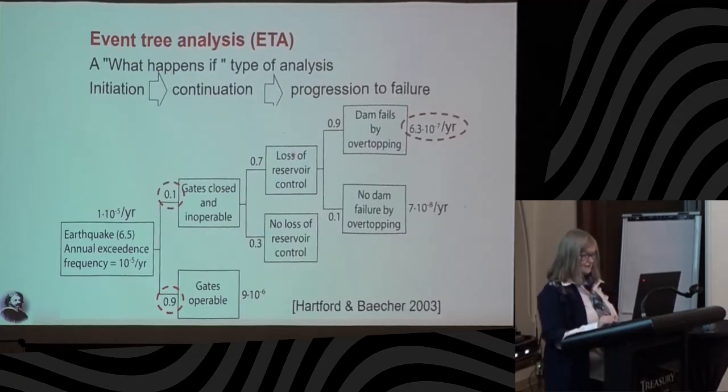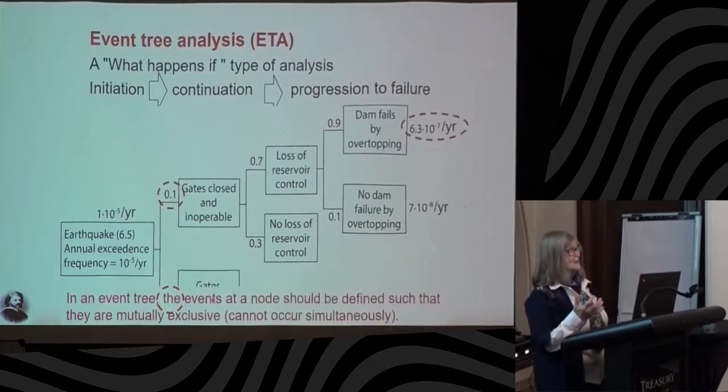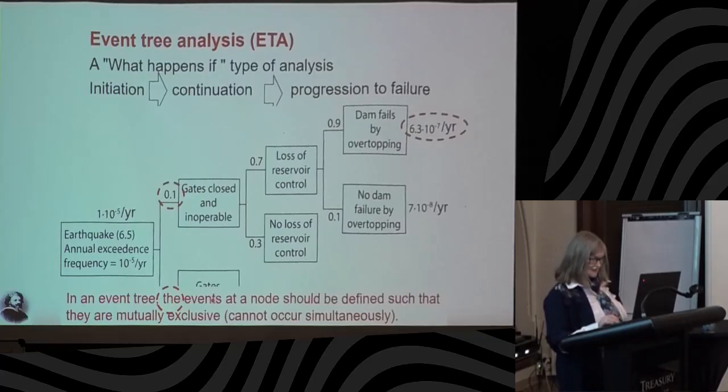You lose control of the reservoir, yes. You don't lose control of the reservoir. And then you ask the question, will my dam fail? And then you have to assign the probability of the gates being closed or the gates being operable. And there's a lot of engineering judgment, in addition to data, that comes into this.